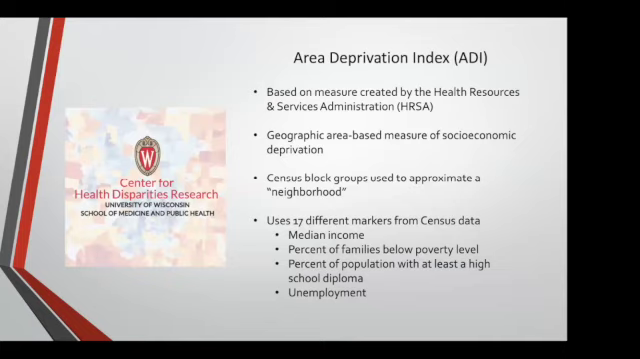I did want to share something a little bit different. This metric called Area Deprivation Index is being done out at University of Wisconsin School of Medicine and Public Health. This measure is based off of a measure created by HRSA. It looks at geographic area-based measurements of socioeconomic deprivation. It does look at census block groups. That's how they defined their neighborhoods. And pretty much what this ADI does is combine 7 different markers of census data and creates one score for each tract. And then I'll show you on the next slide, it compares them.